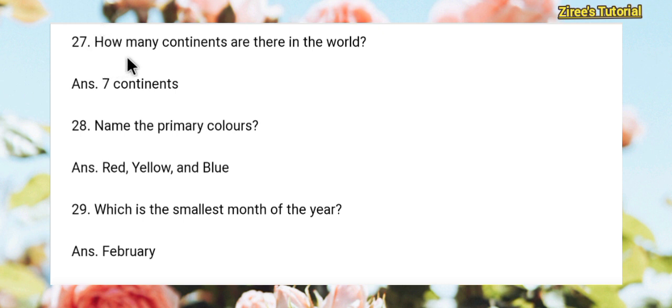How many continents are there in the world? Answer: 7 continents. Name the primary colors. There are 3 primary colors, which are red, yellow and blue. Which is the smallest month of the year? Answer is February.